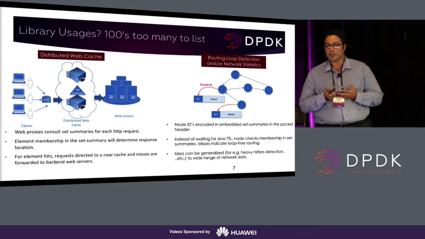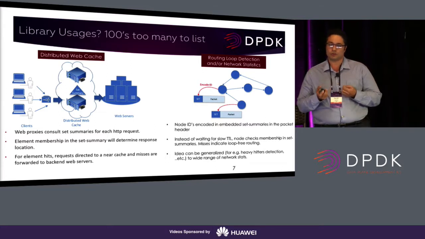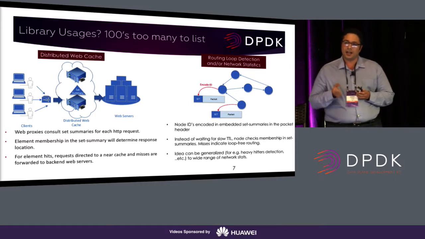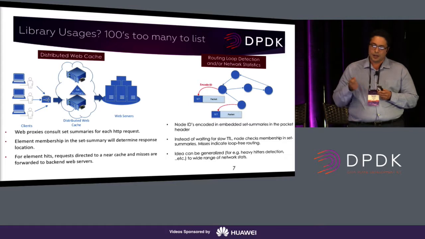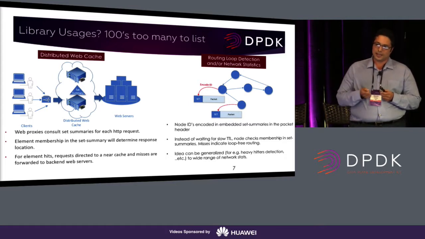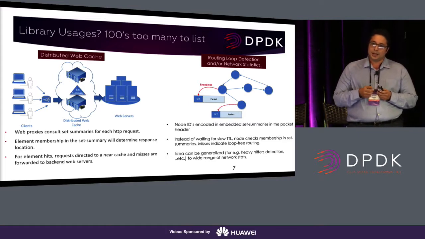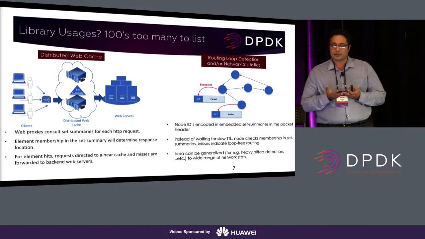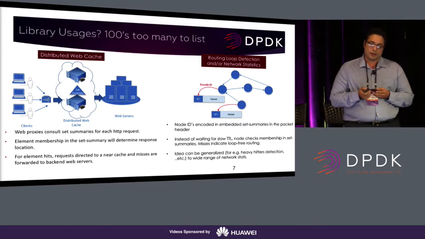Similarly, for routing loops, if you want to check whether there is a loop in your router, you can include the set summary in the header of the packet itself, where each router will set some bits in this header. Using the set summary library, you can check, on receiving a packet, whether your ID is in this set or not. By doing that, you will very quickly discover that there is a routing loop in the network.